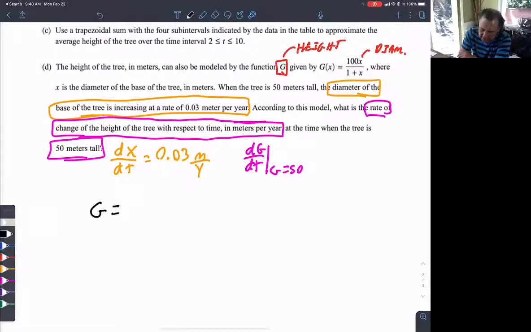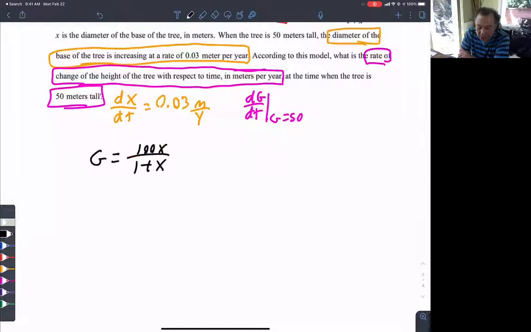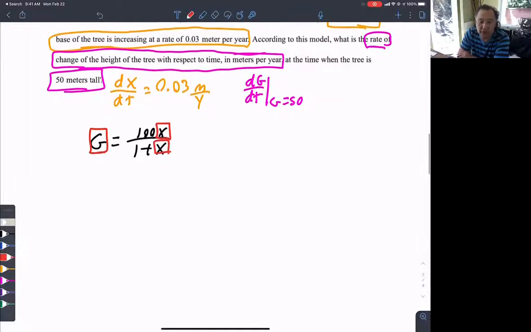So G is 100x over 1 plus x. So we need to take the derivative, right? Well, the derivative, okay, so let's look at this. X is a function, G is a function, T is our variable. So our variable's T. In this case, every G and every X should be considered a function, not your variable. So the derivative of G, by definition, is dg dt. Now we need to take the derivative of the right side, but the right side is a quotient.